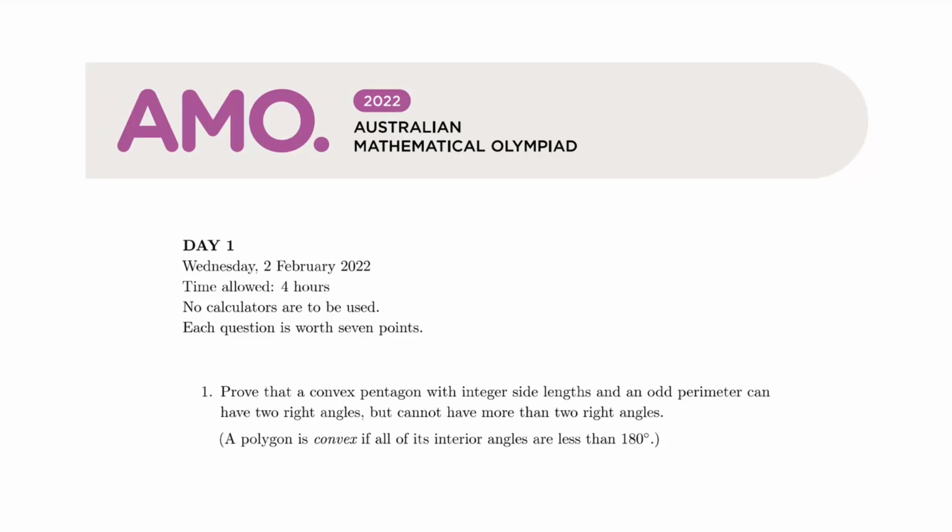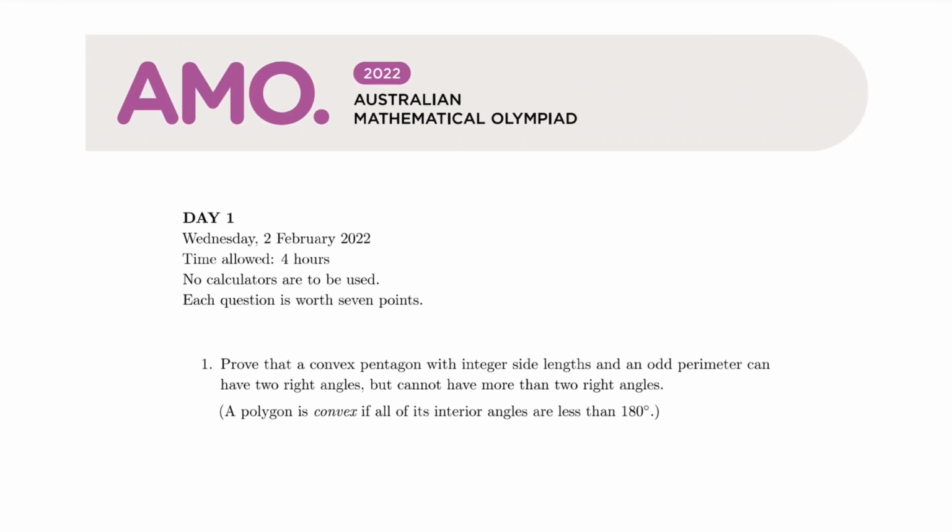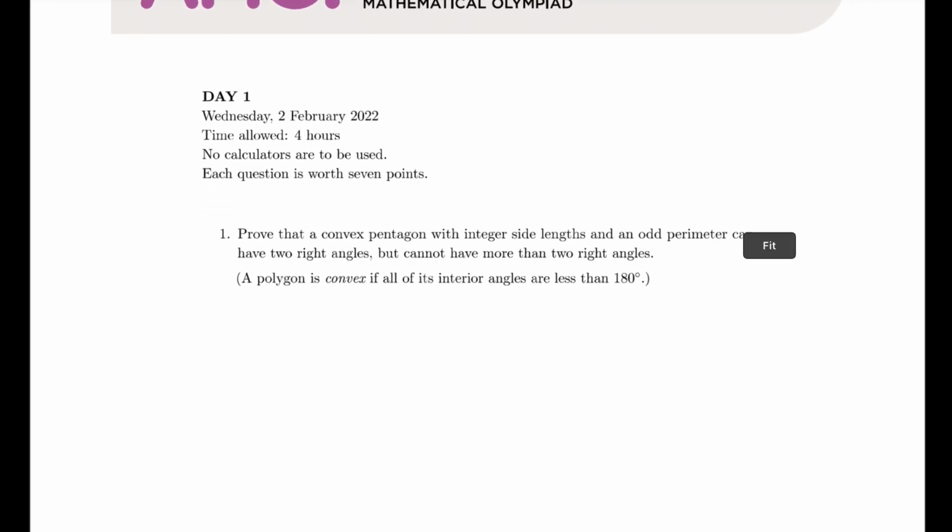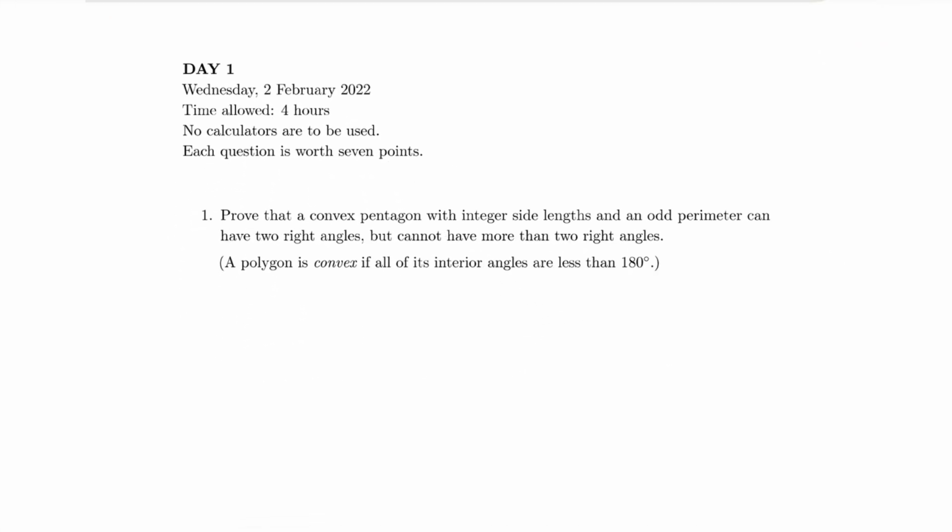This was question 1 on the Australian Mathematical Olympiad in 2022. Prove that a convex pentagon with integer side lengths and an odd perimeter can have two right angles but cannot have more than two right angles. This is actually a very neat problem, so make sure to pause and try it on your own first, and if you have, here is the proof.